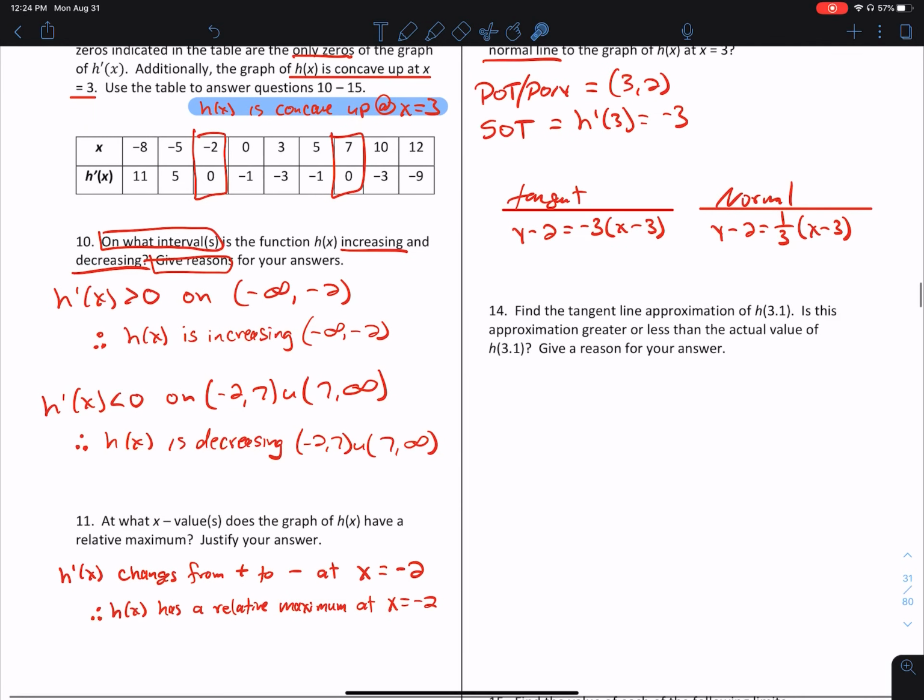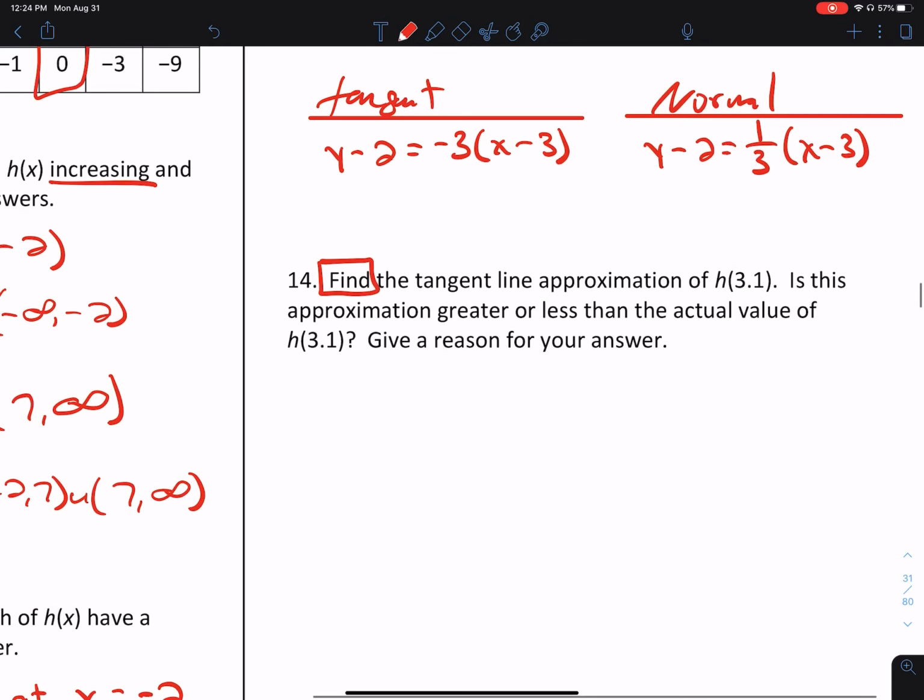14. Find the tangent line approximation of h of 3.1. Is this approximation greater or less than the actual value? Give a reason for your answer. So first things first, let's find the tangent line approximation. I'm going to take the tangent line, which is this right here, and if I want to find the tangent line approximation, I'm going to replace the x here with 3.1.